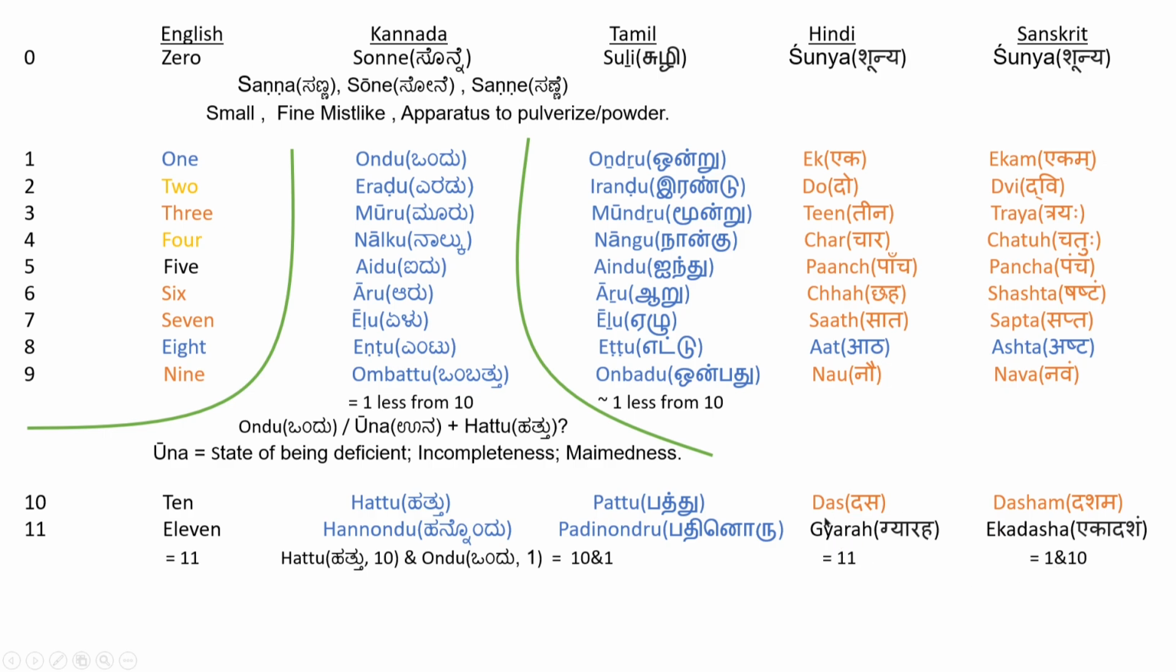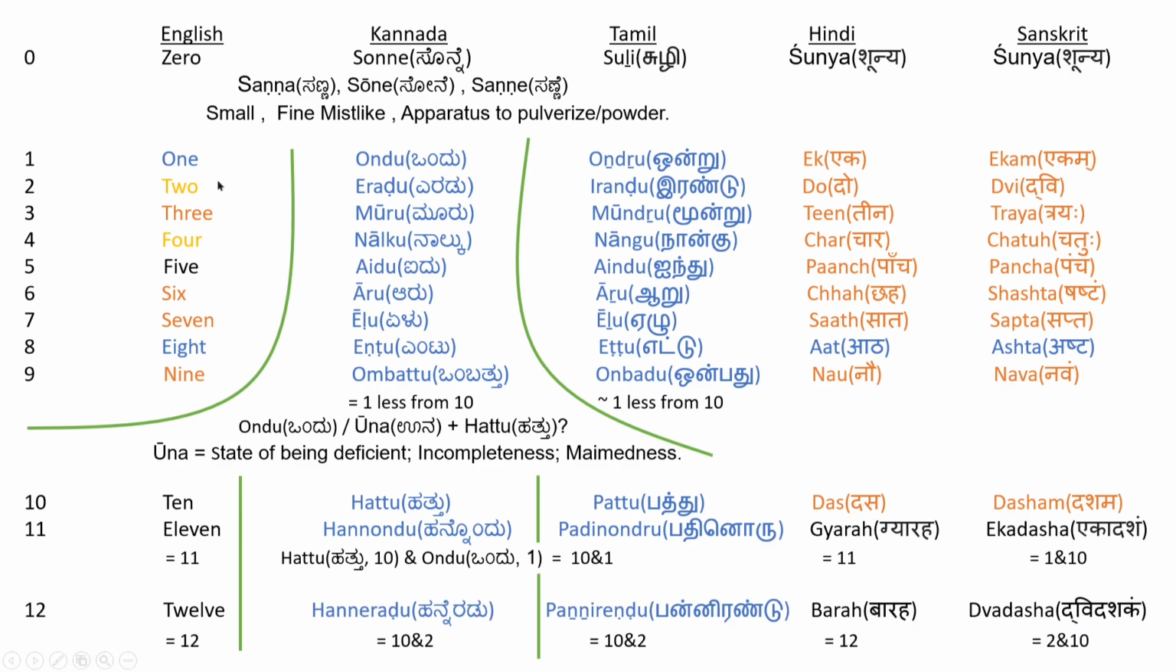In Tamil also it's similar. Padinondru is derived from 10 and 1. But in Hindi and English they seem to have a unique word for 11. So this 11 in English can possibly be like elevated 1. So it's not derived from 10, but it's something like elevated 1. This Gyara may have a more complicated derivation from some other language, or a combination of other languages.